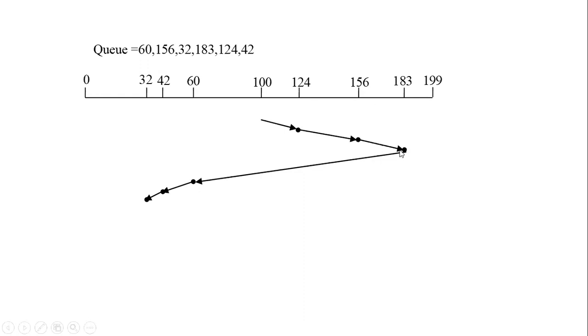So now we check which request is close to 183. Among 60, 32 and 42, 60 is the one that is closest to 183. So 60 will be serviced. Next closest request is 42. So 42 will be serviced. And the next one that is closest to 42 is 32. So 32 will be serviced. This is how servicing happens.